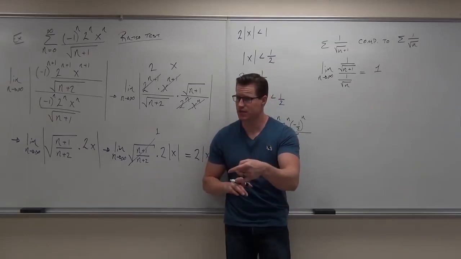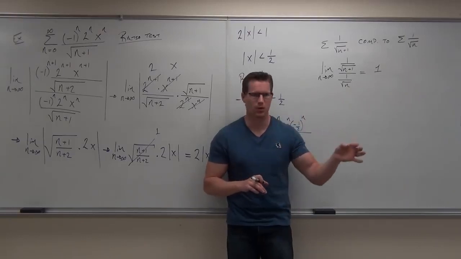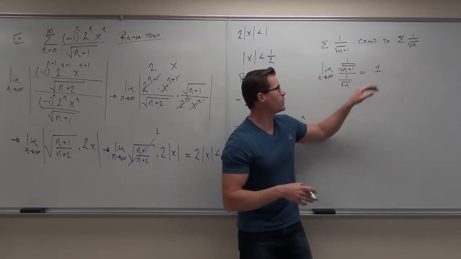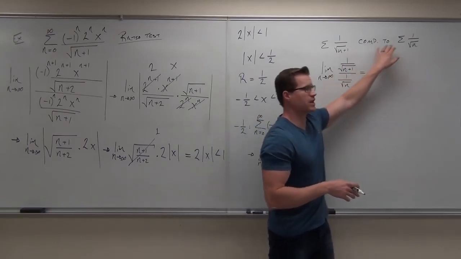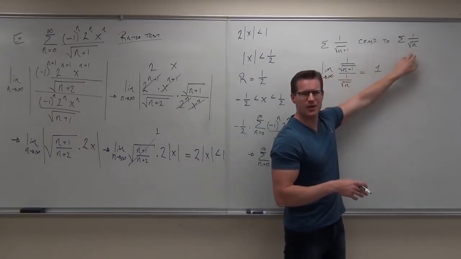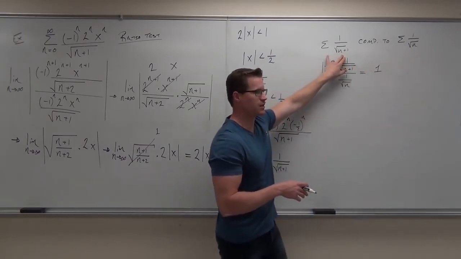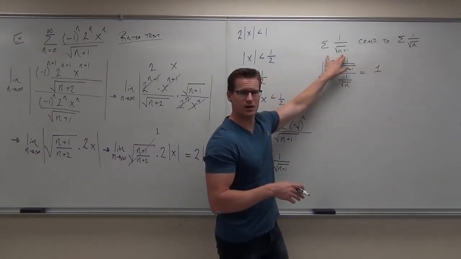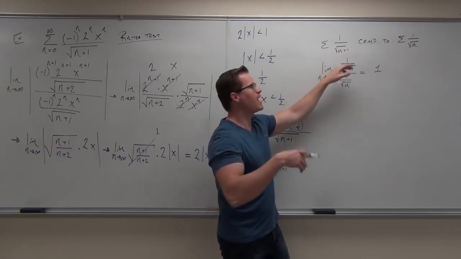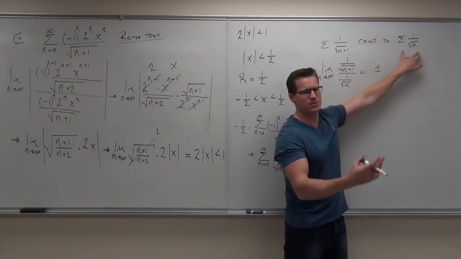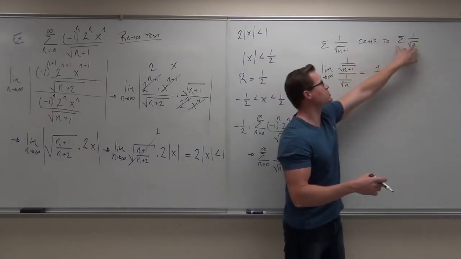With a limit comparison test, if the limit equals a number, I don't care what it is, if it just exists, then both of these series have the same result. Tell me something about this series. Divergent. Tell me something about this series then. Divergent. So by the limit comparison test, this one acts just like that, think of the end behavior of your function. This one acts just like this one.